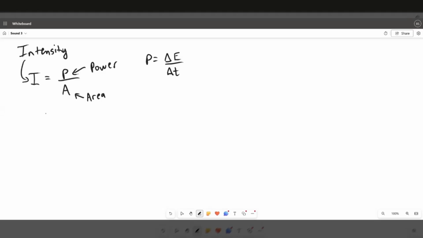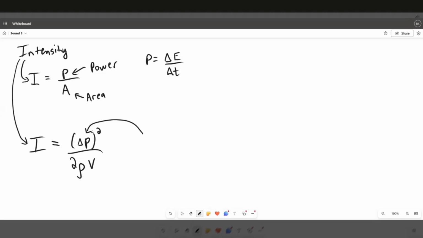But now we'll talk about another definition for the intensity, and this will shed some more light on what a sound wave actually is. So another definition for the intensity is the square of a pressure differential or pressure variation divided by 2 times the density times the velocity.